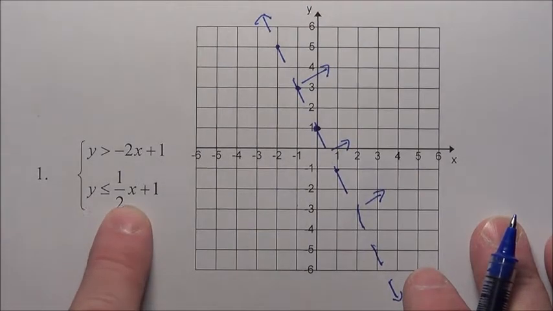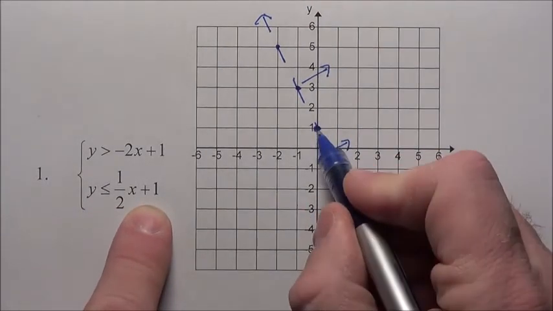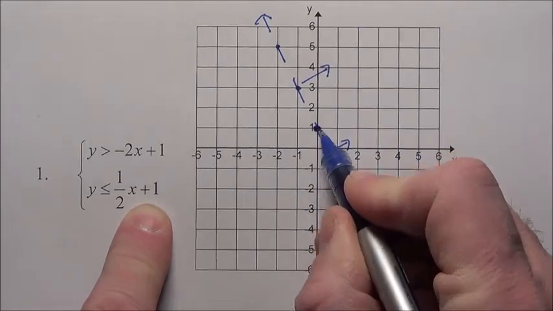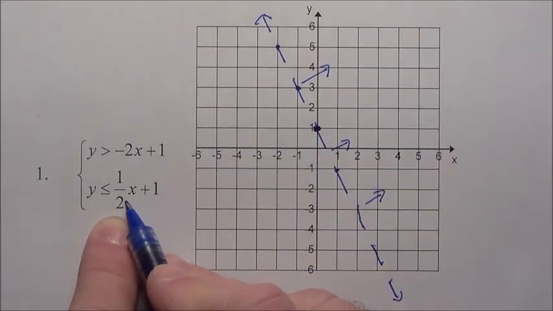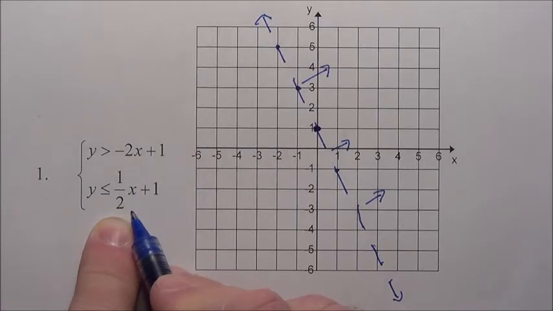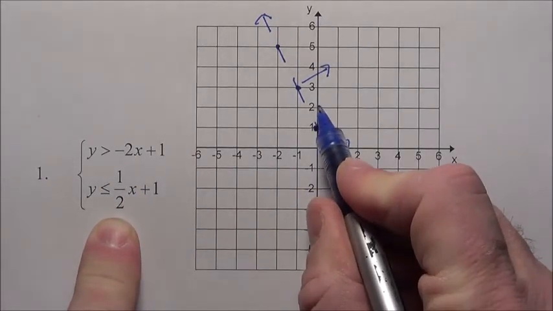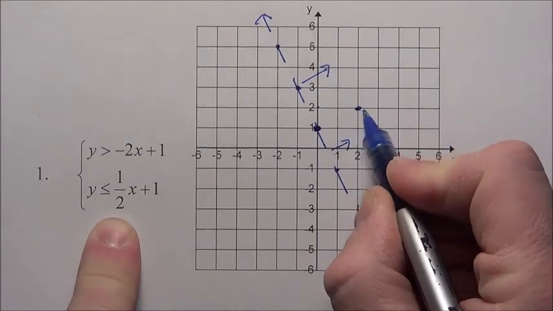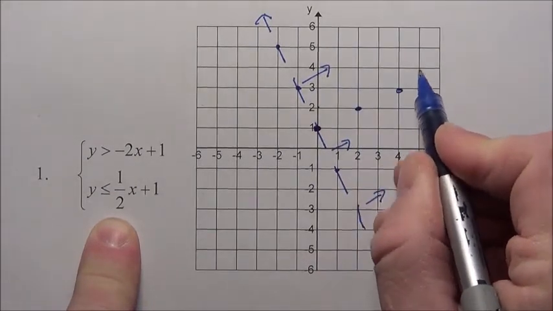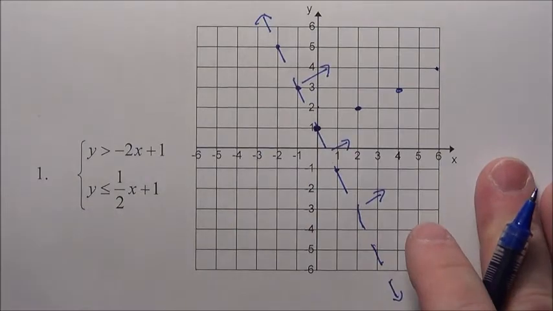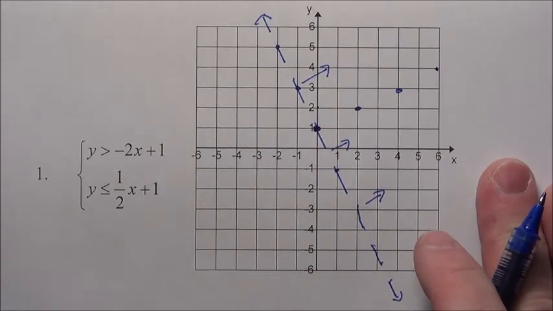y is less than or equal to 1/2 x plus 1. So it has the same y-intercept. That's where they're going to cross. And it has a slope of 1/2. So it goes up 1 over 2, and it goes to the right since it's a positive slope. So up 1, over 2, to the right. Up 1 to the right. So that's where I'm going to need to do this one now.